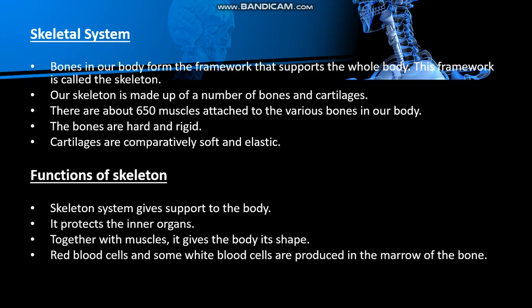The skeletal system: as we studied, the bones in our body form the support, and this framework we call the skeleton. A skeleton is made up of a number of bones. If you see the functions of bones, it gives support to the body, protection, movement and making blood cells, protects the internal organs, gives us shape. Red blood cells and white blood cells are produced in the bone marrow.